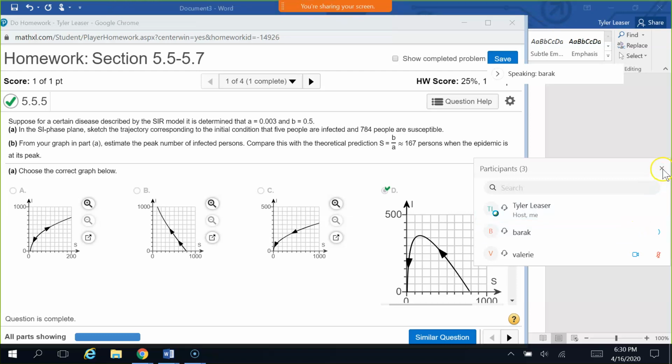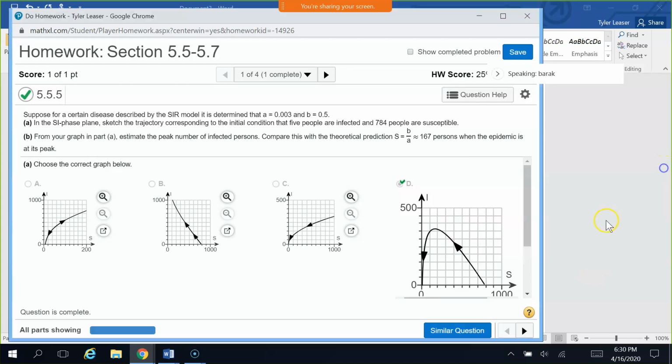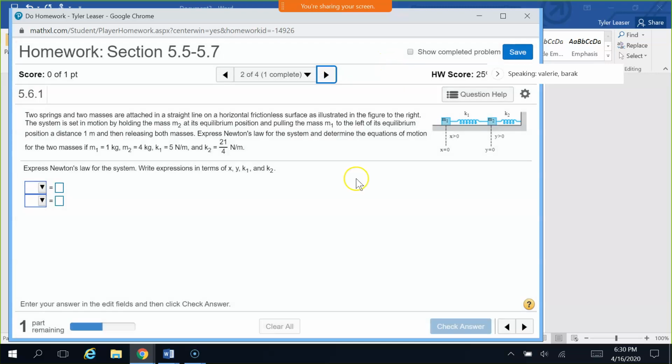We lost Robert. I think I frustrated him. Hi, Valerie. Hola. Do we want to look at number 2? Sure. It's the next one.